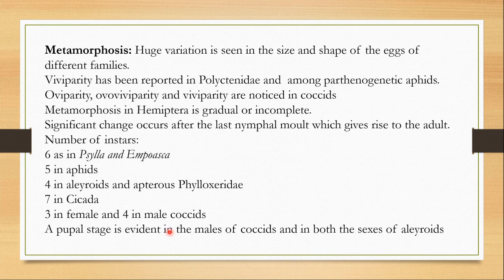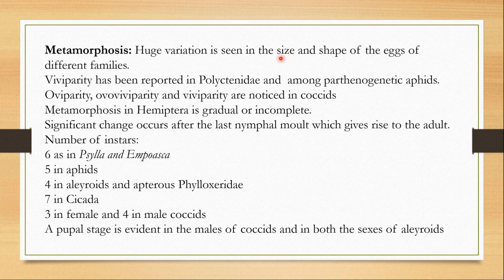Let's talk about the metamorphosis. These are exopterygote insects. Exopterygote insects means that they will have egg, nymph and adult stages in its life cycle. However, there are many variations in this, and in the males of the coccids, you can even find a pupal stage. So these are exopterygote insects. They usually have the nymphal instars, but there are some exceptions where you can even find the pupal stage.